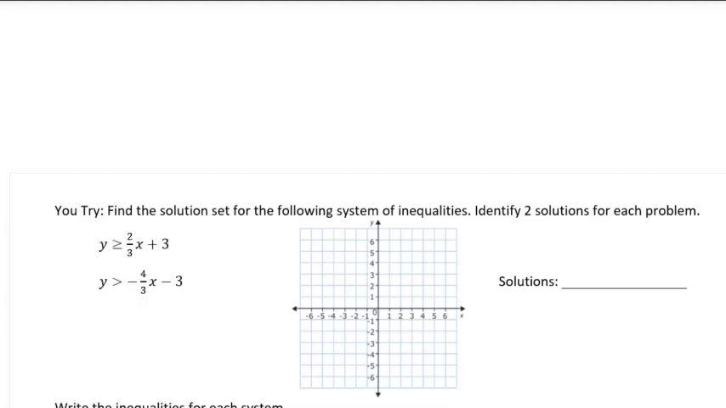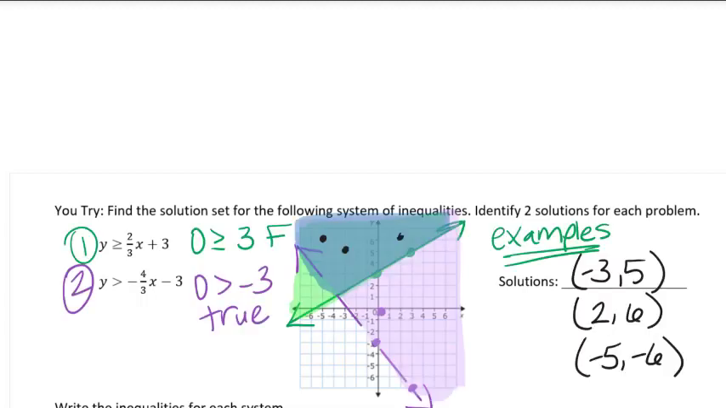Here is the answer. Notice the double shaded areas at the top of the graph. I did include some examples of options for solutions. With those solutions, you might have something different. Remember, it can be anything in the double shaded area.